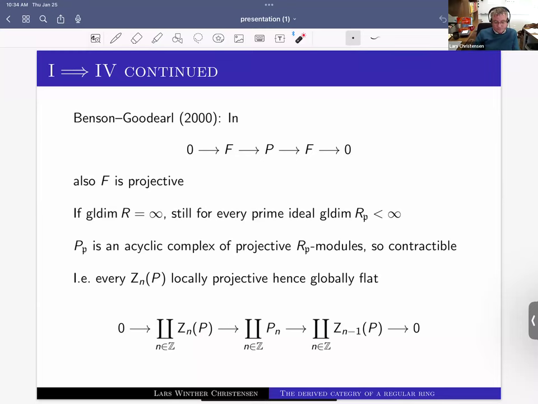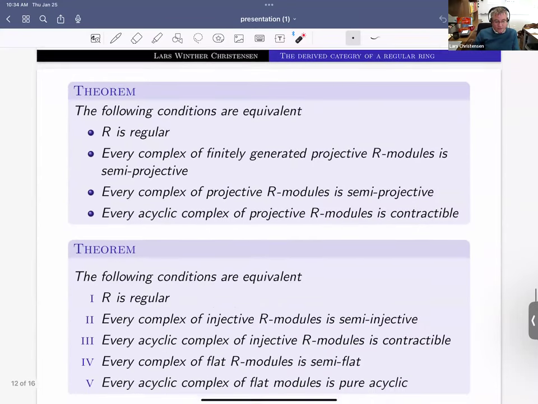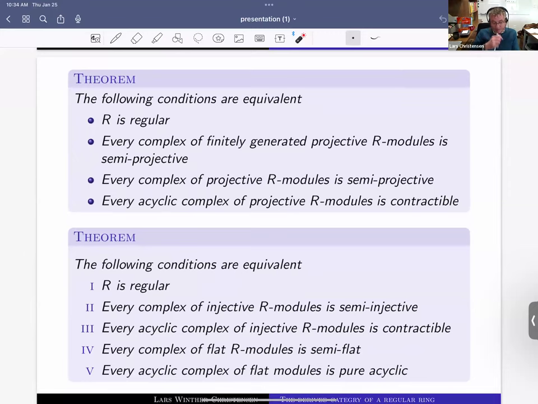And that was the statement in four. So there's the theorem again. So the 2-to-1 is a commutative algebra argument, and going from one down to four uses this work of Benson and Goodearl.